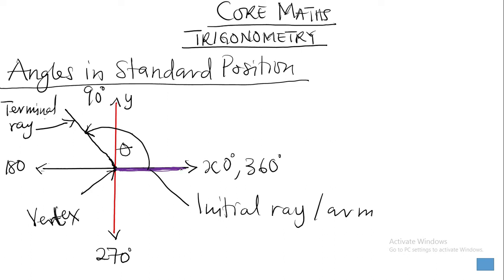The initial arm is at the positive x-axis. The terminal arm can be in a quadrant. So in this diagram, the terminal arm is in the second quadrant. And then the vertex is at the origin. Okay, good. So now let's draw specific angles in standard position for us to get the understanding better.